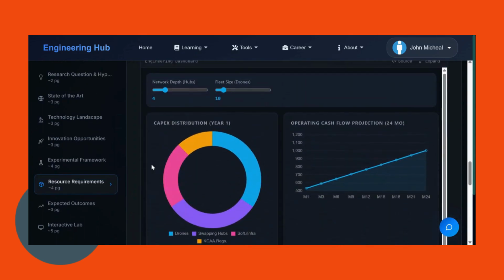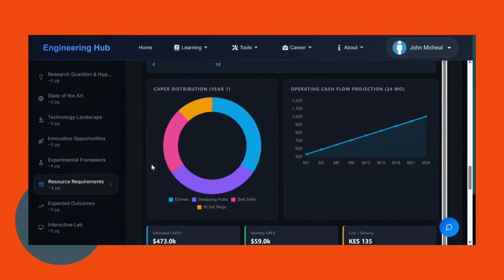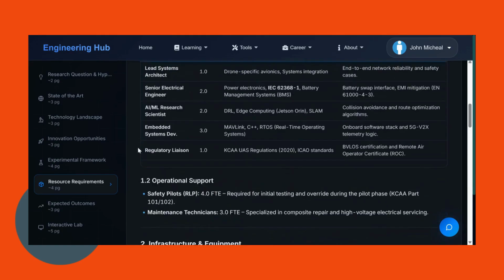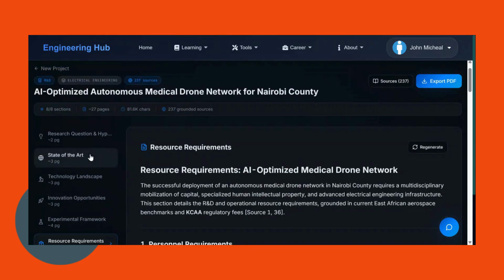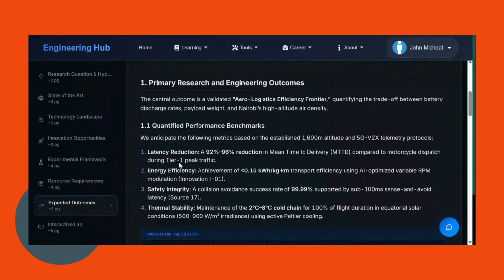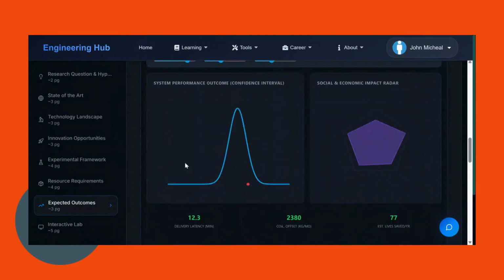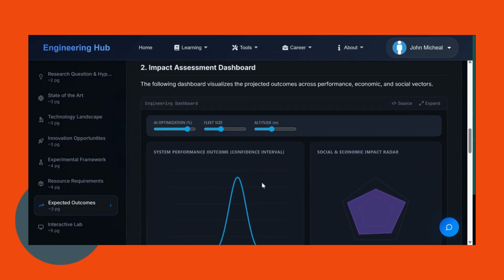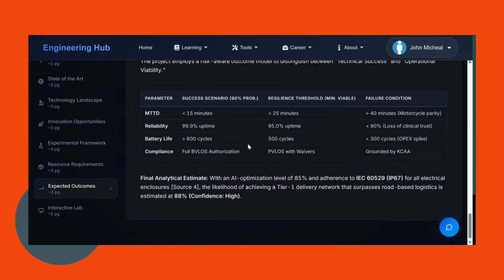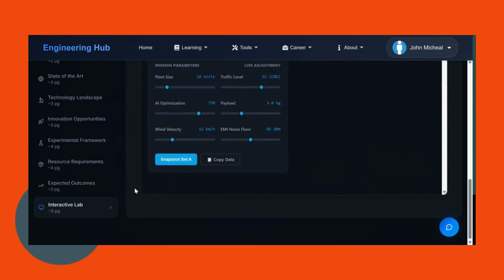Resource requirements. Wow. I'm equally as shocked. Who came up with this? Now, expected outcomes. Wow. What is even this? I can do something with it. Oh, wow. I never knew that. Now, impact assessment, final, then the interactive lab.